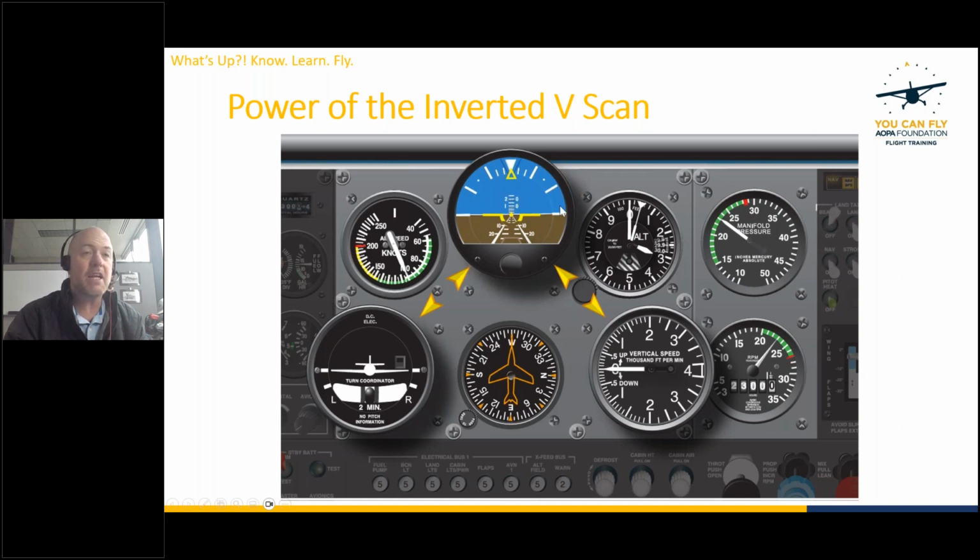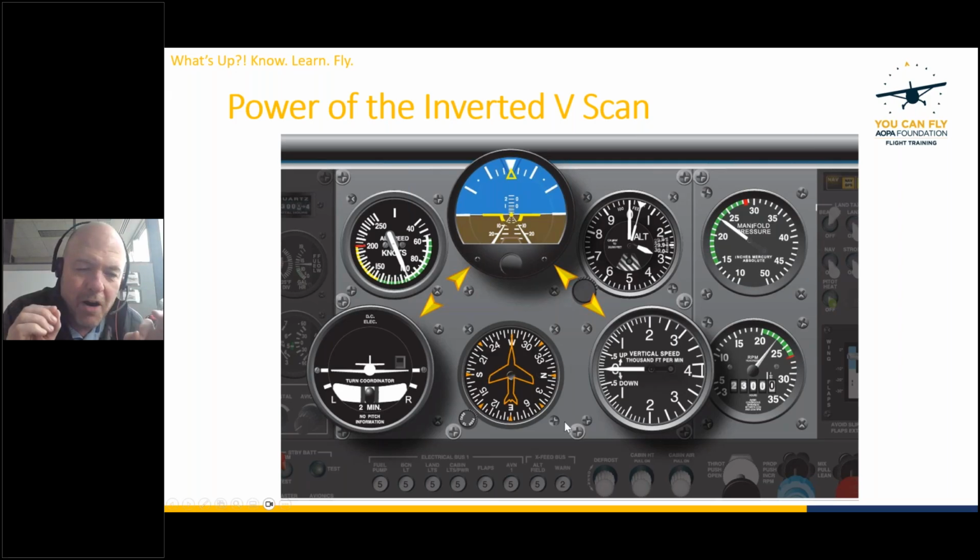So here I'm checking my vacuum system. My VSI is part of my static system. I'm hoping that everybody in the audience knows these systems without me having to go into that, so I'm just assuming basic knowledge of aircraft systems. And I'm cross-checking it against the electrical system with the turn coordinator.